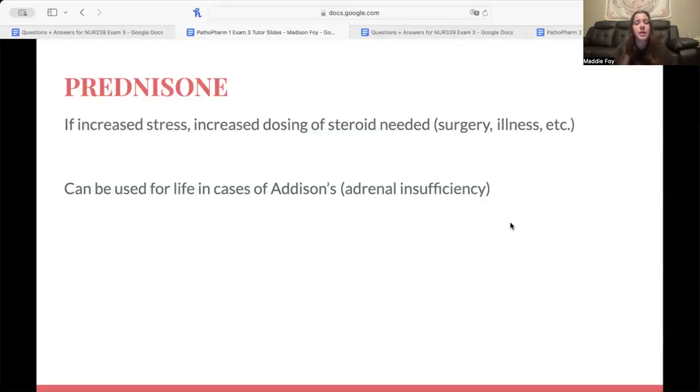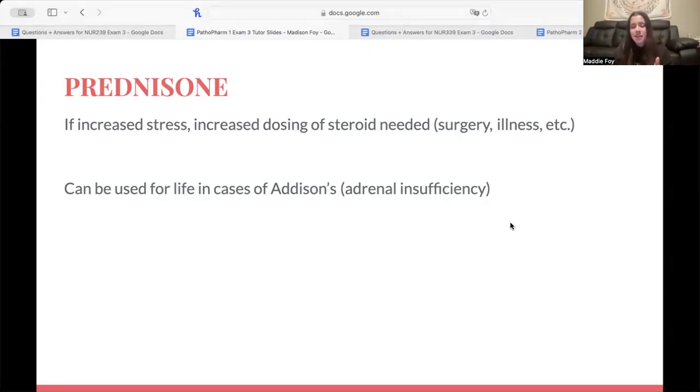Another thing, if a patient is experiencing increased stress, your provider should increase the dose of the steroid or prednisone that's needed. For it to actually be effective, it's going to have to be increased. So think of someone who's on long-term use of prednisone and they come into the hospital for an acute illness. For the prednisone to actually be effective, you have to increase it to match that stress level.